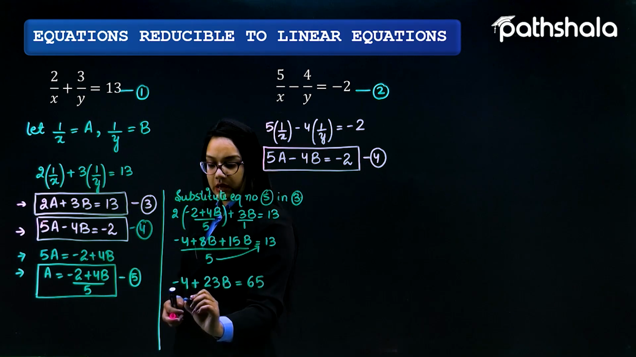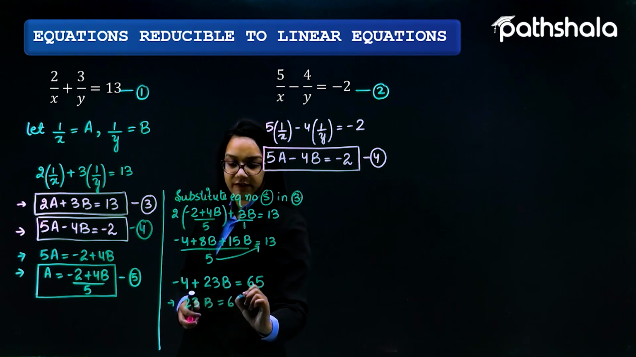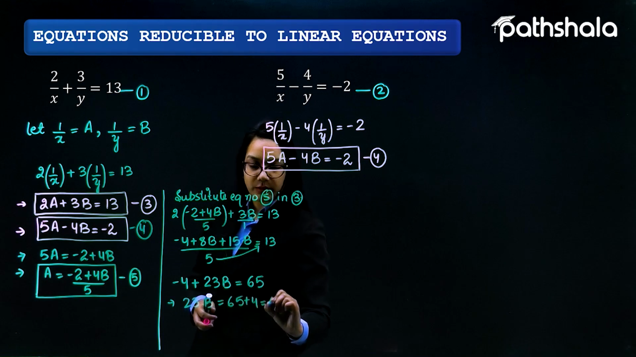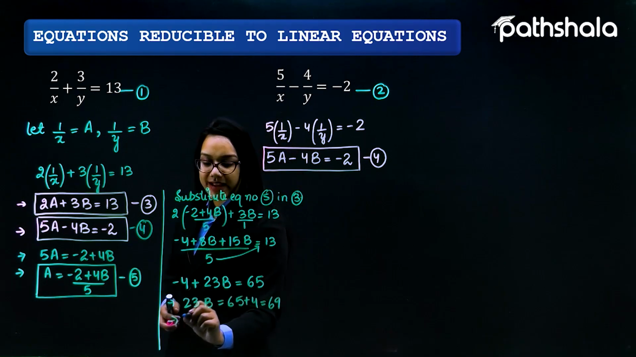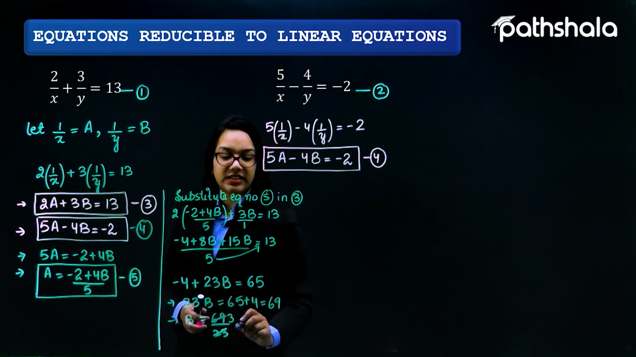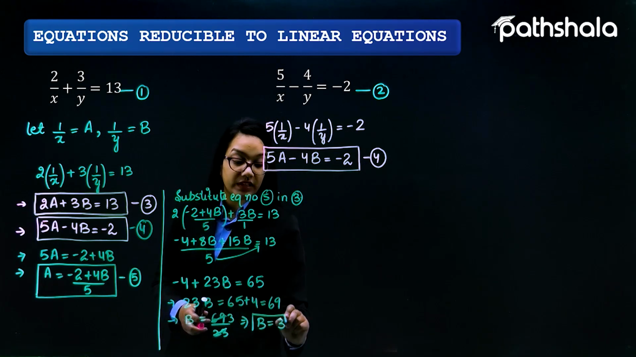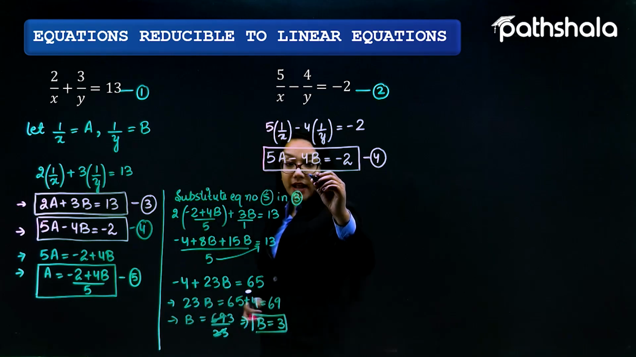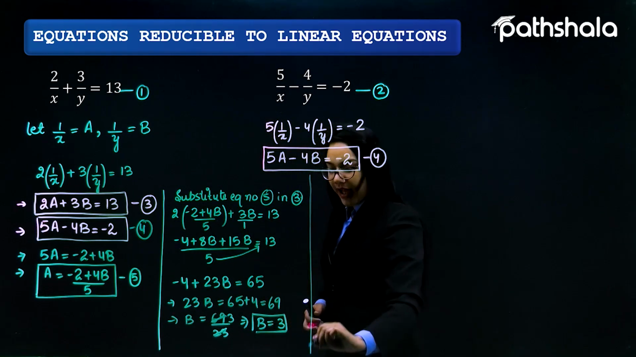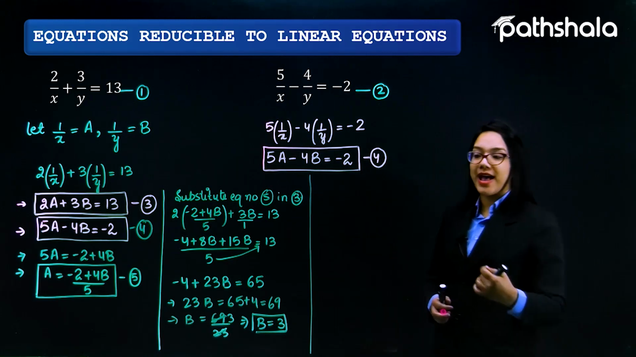So we are getting 23B is equal to 65 plus 4, which is nothing but 69. So it implies B is equal to 69 divided by 23, and 23 into 3 is 69. So it implies that the value of B is actually coming out to be equal to 3. Hence, at the end, we are getting the value of B as 3.